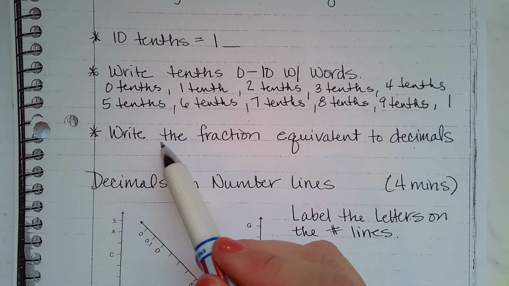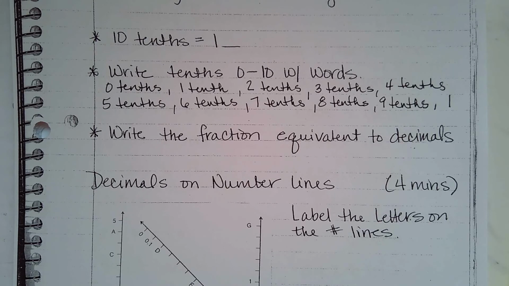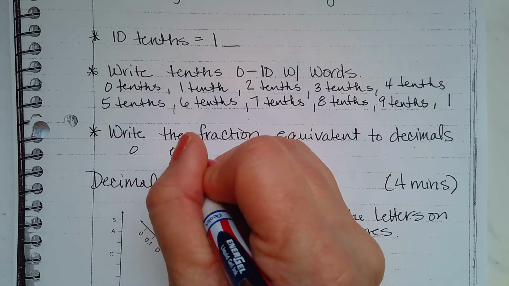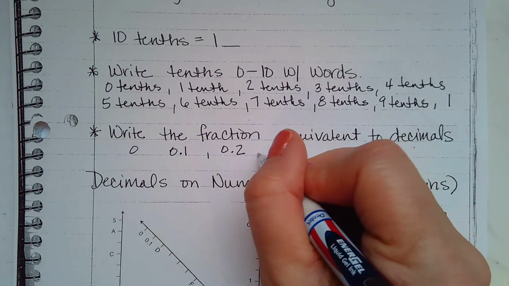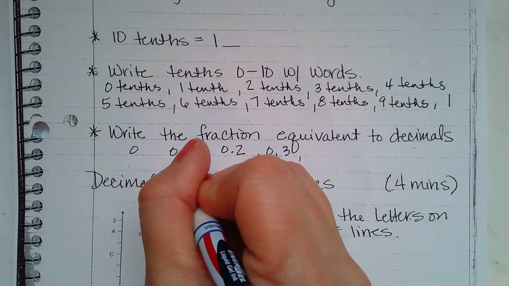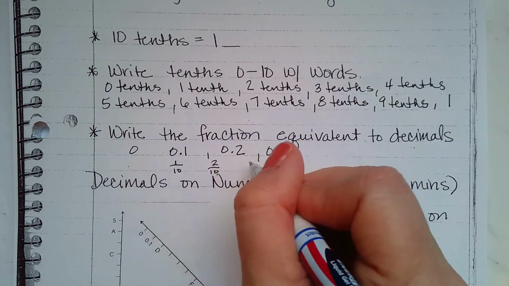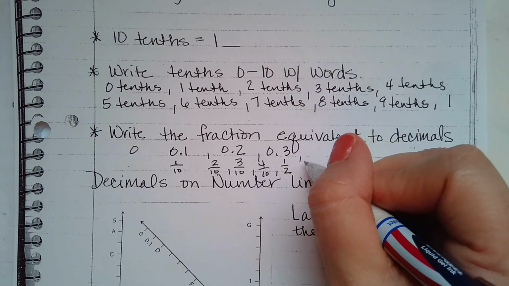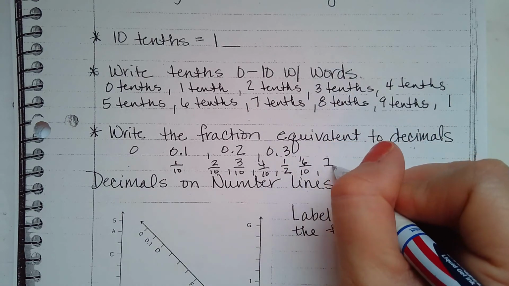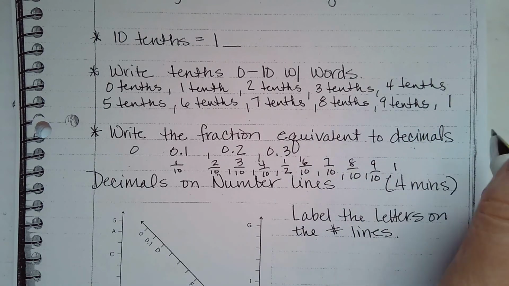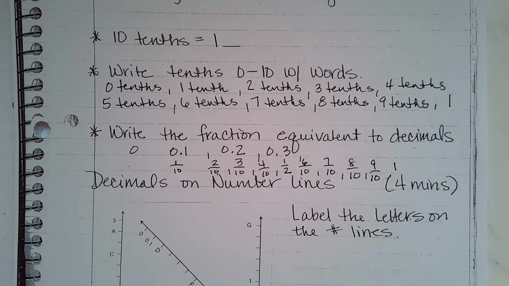So now I want you to write the fraction equivalent to the decimals. What is the fraction equivalent to those decimals? So 0 tenths is 0, 1 tenth, 2 tenths, 3 tenths, right? So what does that look like? 0, then 1 over 10, 2 over 10, 3 over 10, 4 over 10, 5 over 10 is a half, 6 tenths, 7 tenths, 8 tenths, 9 tenths, and what? 1. All right. Just a quick reminder of our last module.